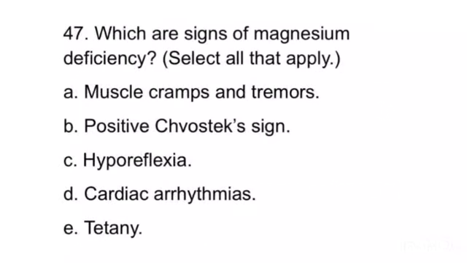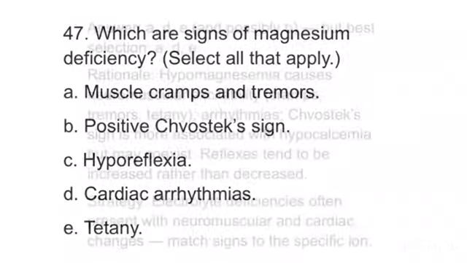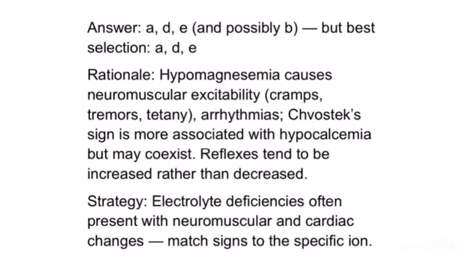47. Which are signs of magnesium deficiency? Select all that apply. A. Muscle cramps and tremors. B. Positive Chvostek sign. C. Hyporeflexia. D. Cardiac arrhythmias. E. Tetany. Answer: A, D, E, and possibly B, but best selection, A, D, E.